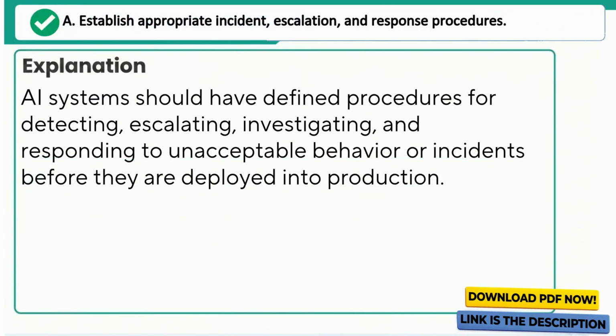Correct answer. A. Establish appropriate incident, escalation, and response procedures. Explanation. AI systems should have defined procedures for detecting, escalating, investigating, and responding to unacceptable behavior or incidents before they are deployed into production.